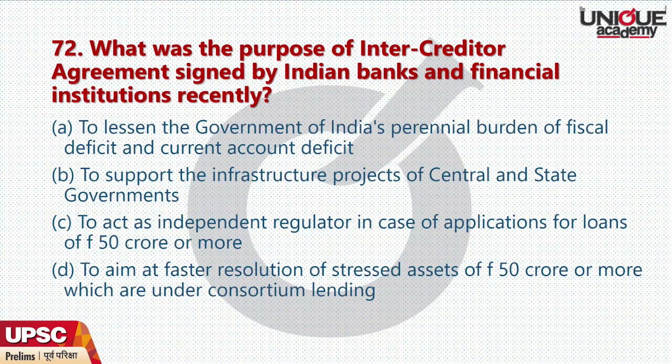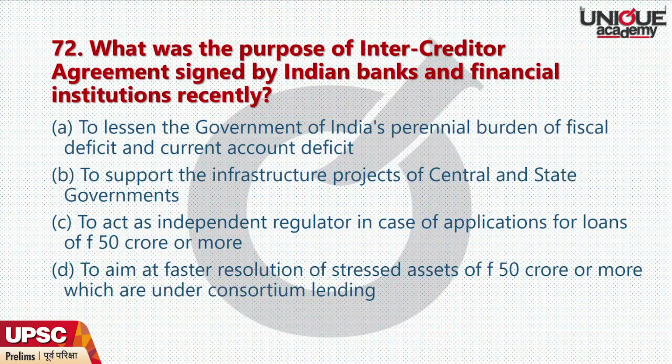So, coming to question 72, what is the purpose of the intercreditor agreement signed by Indian banks and financial institutions recently? So, intercreditor agreement, basically, when let us say you're a private institution with more than 100 crore in debt, you're going to borrow it from 2 to 3 entities. And when you're borrowing such large sums of money, it is very difficult for banks to keep individual tabs on you. But if all the banks come together and say we have lent them around 40 crore, we have lent them another 40 crore, another bank says we have lent another 20 crore, all of these people are going to come together and take a concerted action on the company if ever they have to recover their dues. So, this was why the intercreditor agreement was signed. It aims at faster resolution of loans which are more than 50 crore, stressed assets, stressed loans basically, which are under consortium lending.